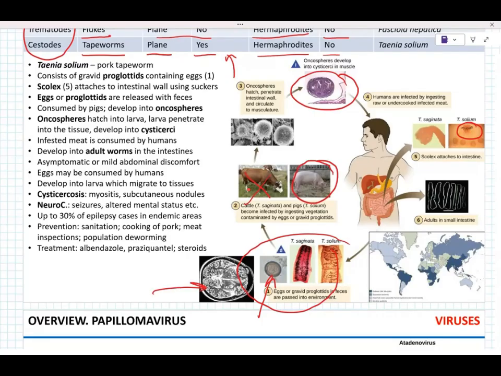This condition is called cysticercosis. If it's in the muscle, it's myocysticercosis. If it's in the brain, it's neurocysticercosis. It is one of the leading causes of epilepsy in the world. Okay?